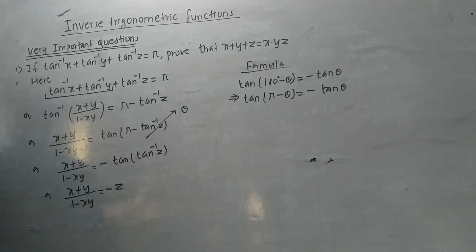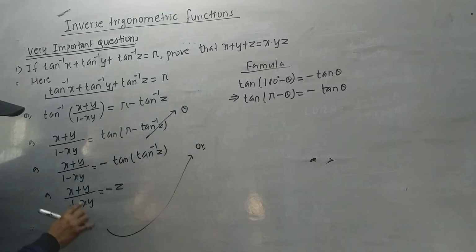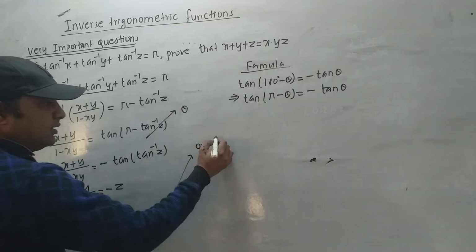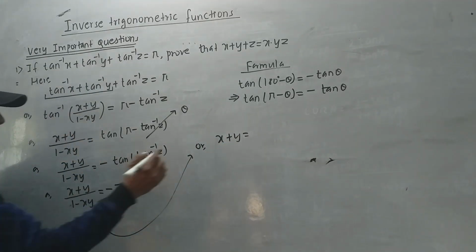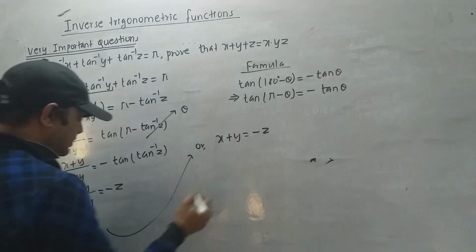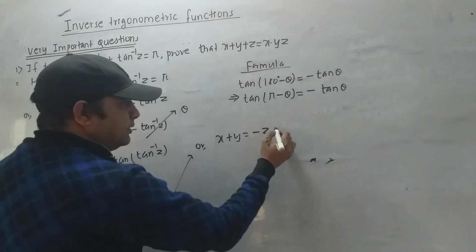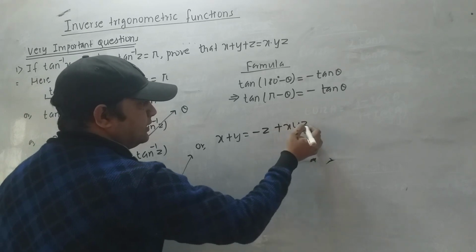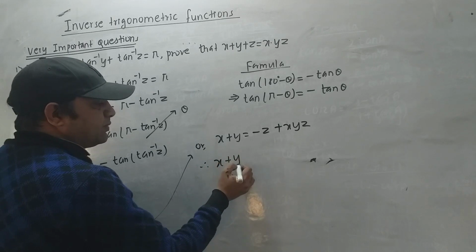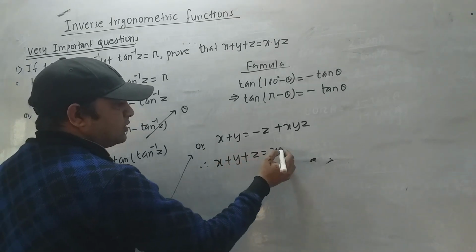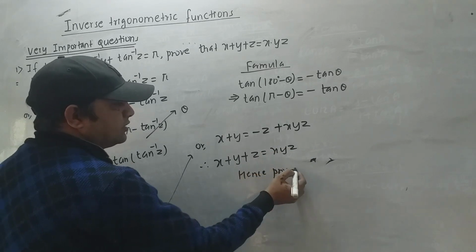Now do cross multiplication. Here it is x plus y equals, so minus z into 1 will be minus z. After that minus into minus, plus z into xy, will be plus xyz. Now minus z, you can take it to the left hand side. So write here x plus y plus z equals xyz. This is what was asked to prove, so hence proved.